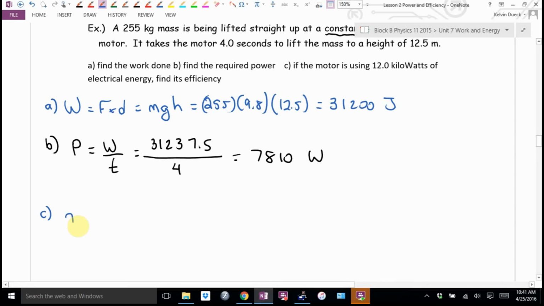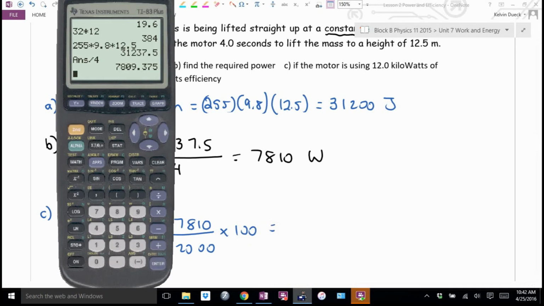Okay, so efficiency is power out divided by power in. You know what? Smaller number divided by bigger number. 7,810 divided by 12,000, and then I'll go times 100 to change it to a percentage. Boyana, I have this number on my calculator. I'll use my answer button. So if you use the 7,810, it will be slightly different. This is about 65% efficient. Oh, times 100.